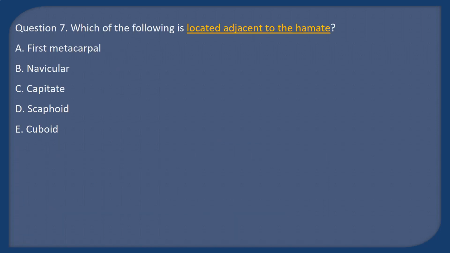Question 7. Which of the following is located adjacent to the hamate? A. First metacarpal. B. Navicular. C. Capitate. D. Scaphoid. E. Cuboid.